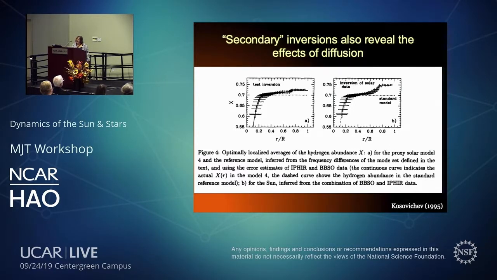You'll see that none of these results is particularly new. That's because structure inversions have been so successful that they're no longer used to study the sun per se, but other stuff, which I'll come to later. So what else did we learn?